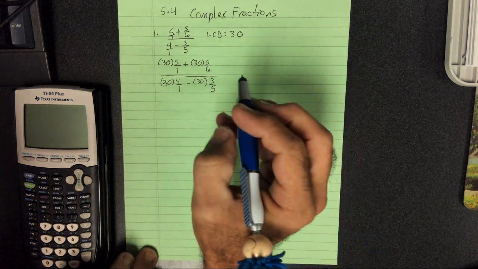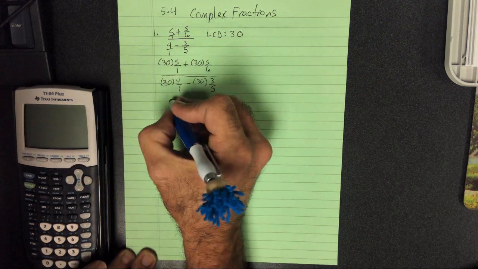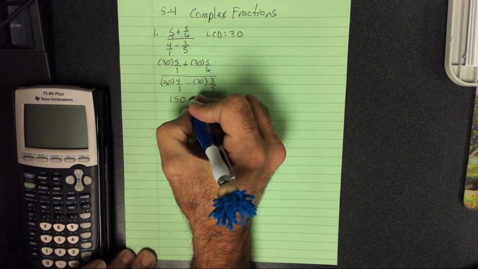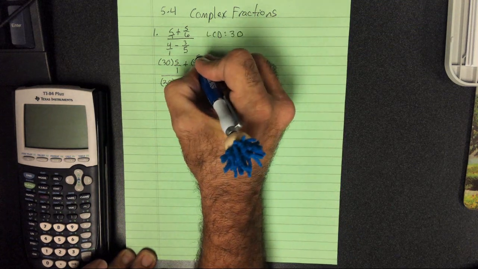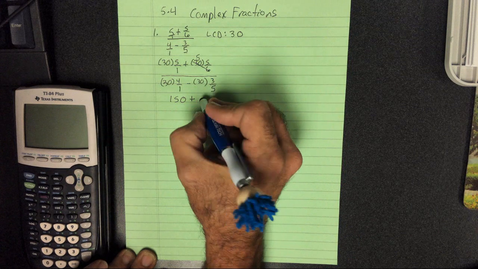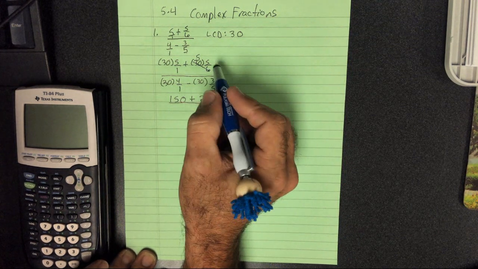Now, watch what I do. So 30 will divide by 1 and make 30. So 30 times 5 is 150. Plus, watch what I do here. 30 divided by 6 is 5. So now 5 times 5 makes that a 25. So notice how I was able to get rid of one of the fractions up there.